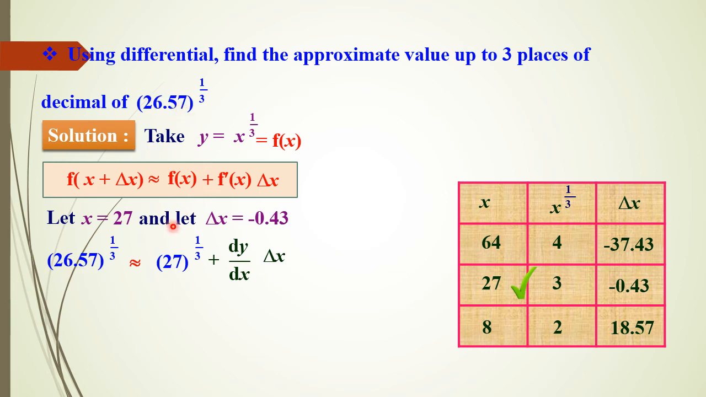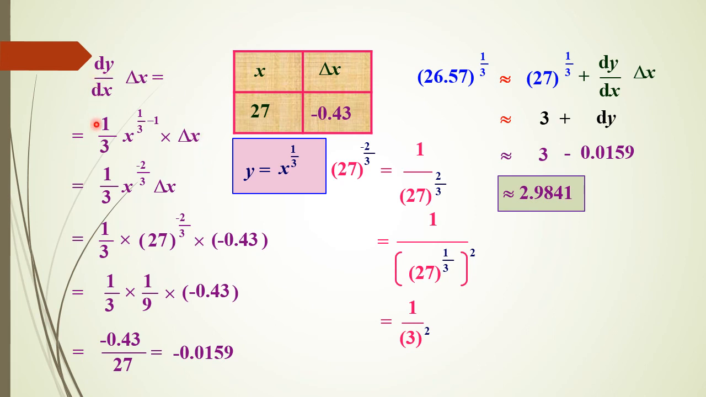Okay, next, a similar procedure. See, dy by dx equal to the differentiation of x to the power 1 by 3, which is 1 by 3 x to the power 1 by 3 minus 1, into delta x. We know its value, then you go and simplify, again you'll be getting this much. This is the value of dy by dx into delta x. Next, substitute all the values, with 3 minus 0.0159, you'll be getting 2.9841. This is the approximate value of the cube root of 26.57.